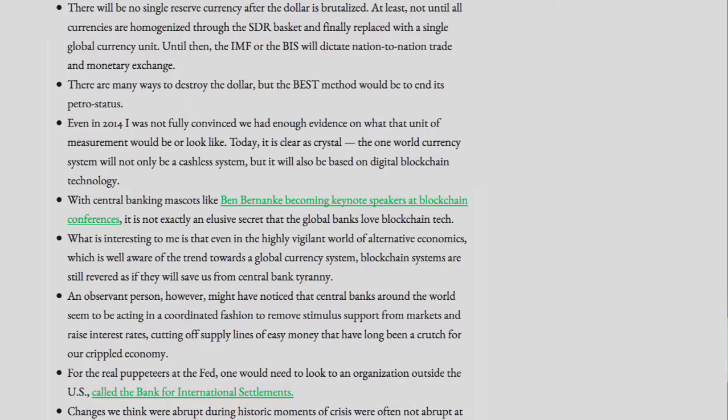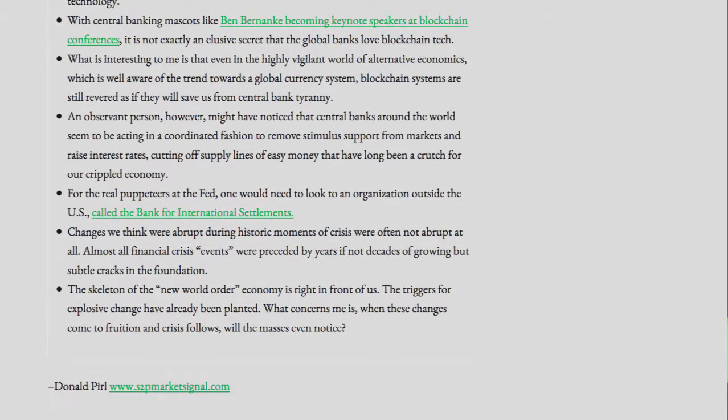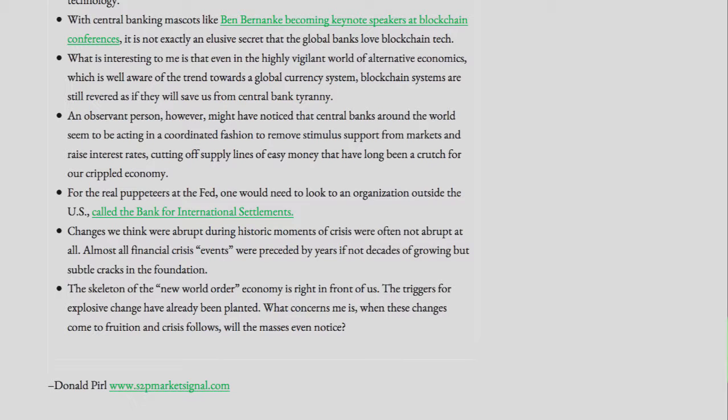Even in 2014, I was not fully convinced we had enough evidence on what that unit of measurement would be or look like. Today, it is clear as crystal. The one world currency system will not only be a cashless system, but it will also be based on digital blockchain technology. With central banking mascots like Ben Bernanke becoming keynote speakers at blockchain conferences, it is not exactly an elusive secret that the global banks love blockchain tech.